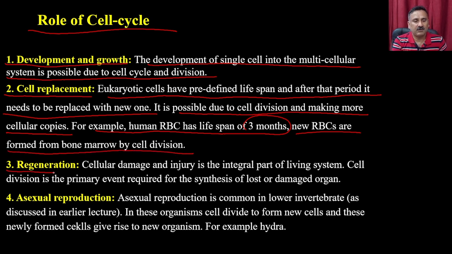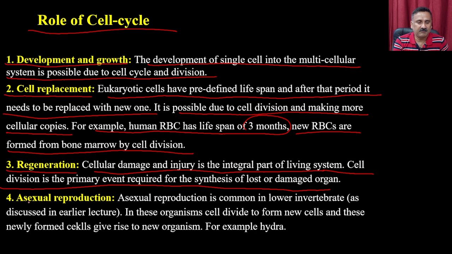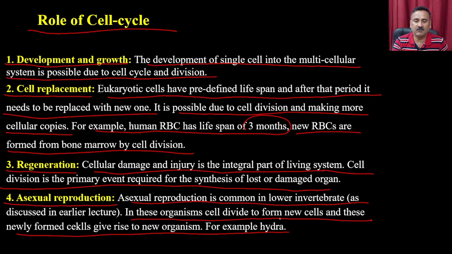Then it is also required for regeneration. Cellular damage and injury are an integral part of the living system, and cell division is the primary event required for the synthesis of the lost or damaged organ. It is also a very important method for asexual reproduction. Asexual reproduction is common in the lower invertebrates, and in these organisms, the cells divide to form new cells, and these newly formed cells give rise to the new organism, for example, Hydra, or planaria or amoeba.